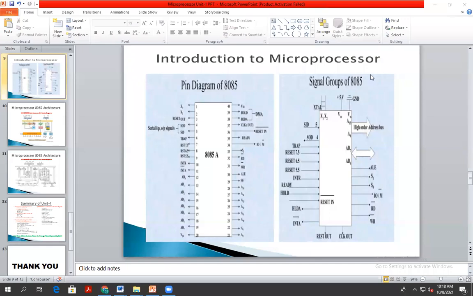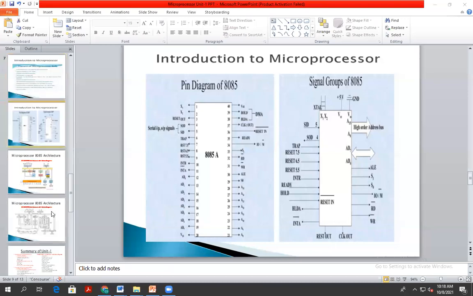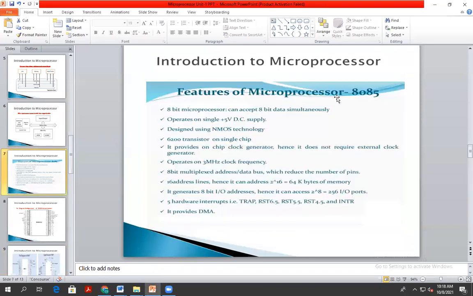Hello, sir. Pin number 40, VCC, is holding a 5 volt power supply. How much power supply can a microprocessor hold at maximum, sir? That is maximum 5 volt only. Because in the features of the microprocessor, the second point I have to mention here is that it operates on a single 5 volt DC supply only. Going upward is not possible, because the capacity is 5 volt only. If you use more volts, that chip is going to be burned and short circuited. If it is less volt, then it is not a sufficient supply of power, and the chip may not work correctly.